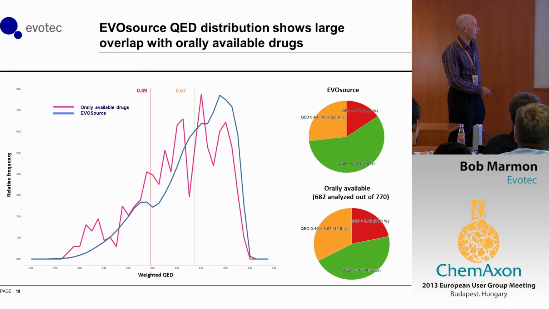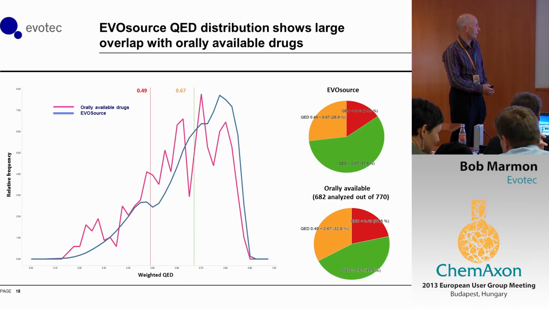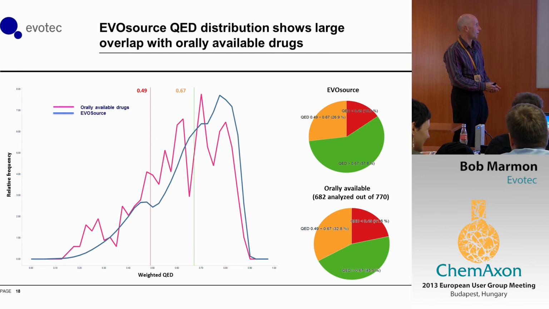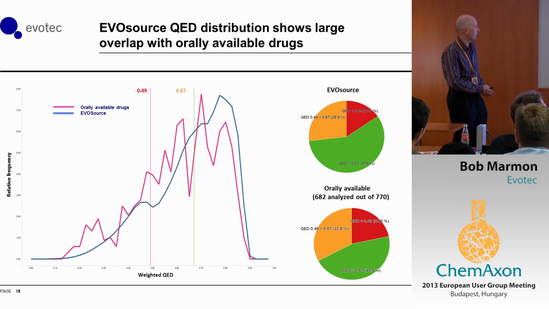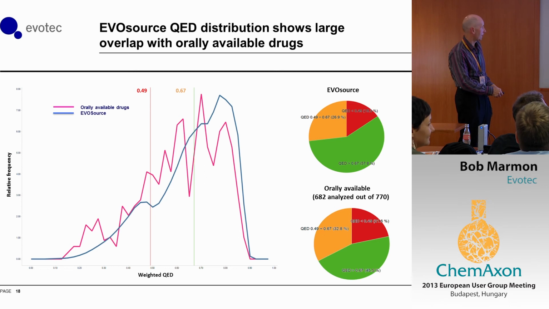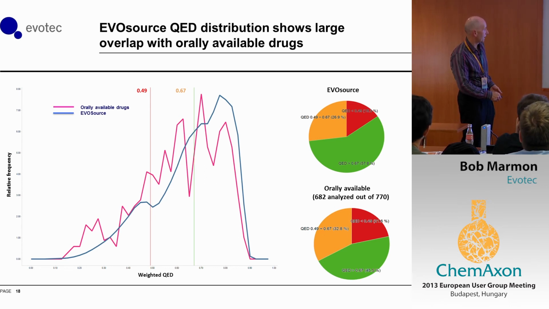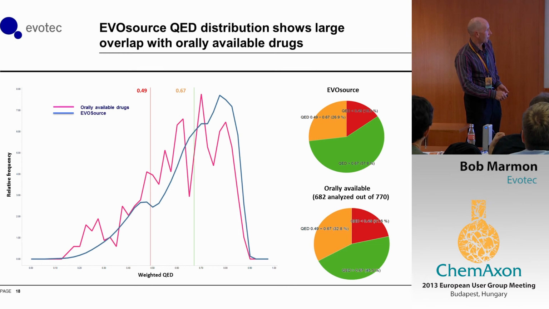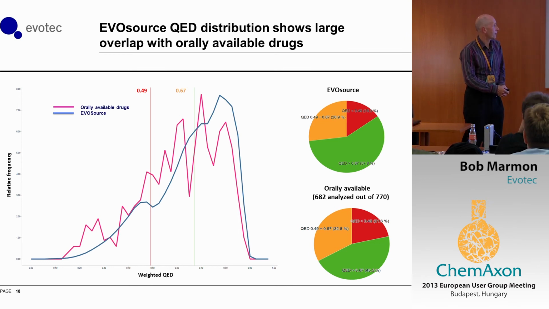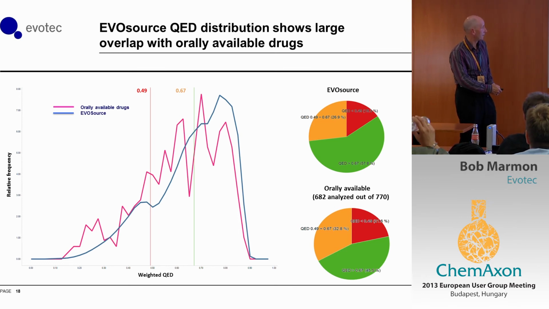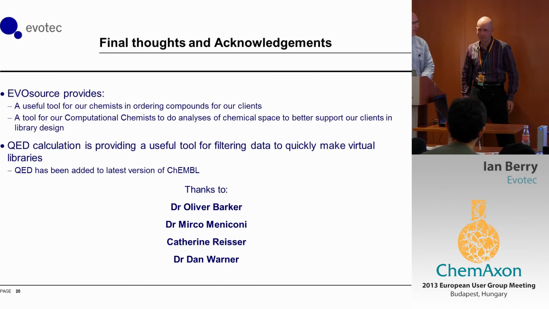And then here we have a comparison between around 700 known orally available drugs and EvoSource. So here on the left we've got the plot of frequency versus QED. You can see they overlap quite nicely there, and the numbers of compounds split up here in the pie charts are very similar. Okay, just a few final thoughts really.